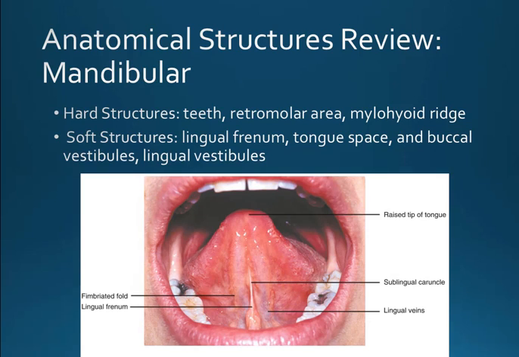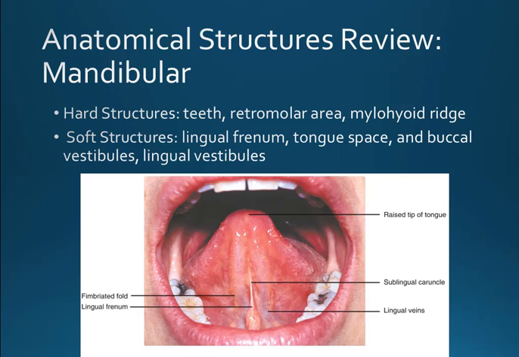So we have, again, hard structures and soft structures of the mouth. Obviously, the hard structures we want to notice in there would be the teeth and the retromolar area. That is the area directly behind the molars. And then behind that retromolar area, we should see part of the mylohyoid ridge. And that's the area spanning upwards to the very back of the mouth.